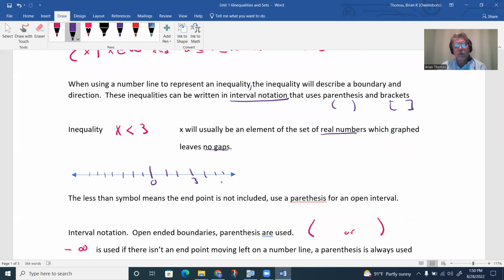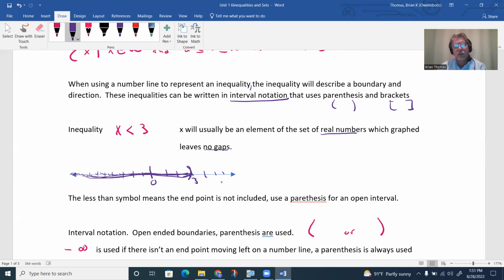So notice that if we have less than 3, that's a right side boundary. So what I do is I have a parenthesis kind of going this way. And that parenthesis there is considered an open boundary because we're not including the 3. And then notice how we're shading off to the left. So everything to the left of that is also being shaded. So it kind of takes on this look here.